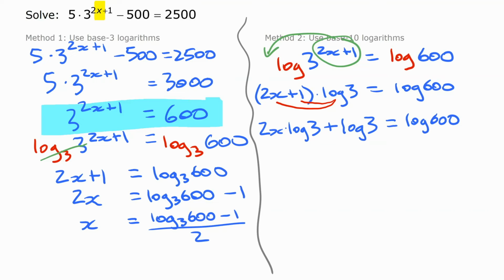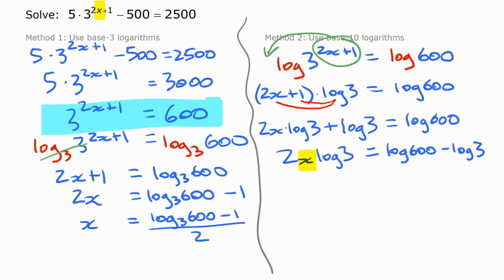Just like solving equations you've done in the past, you want to isolate the terms that have the variable. This term has the variable, so we're going to keep that on that side, and we're going to take this one and subtract it, move it. It'll end up over at the other side. So we're going to have 2x log 3 is going to be equal to log of 600 minus log of 3. And then our goal is to get x by itself. So we're going to divide both sides by 2 and by log 3. So x is going to be equal to log of 600 minus log of 3, divided by 2 log 3. 2 and log 3 on the bottom there.